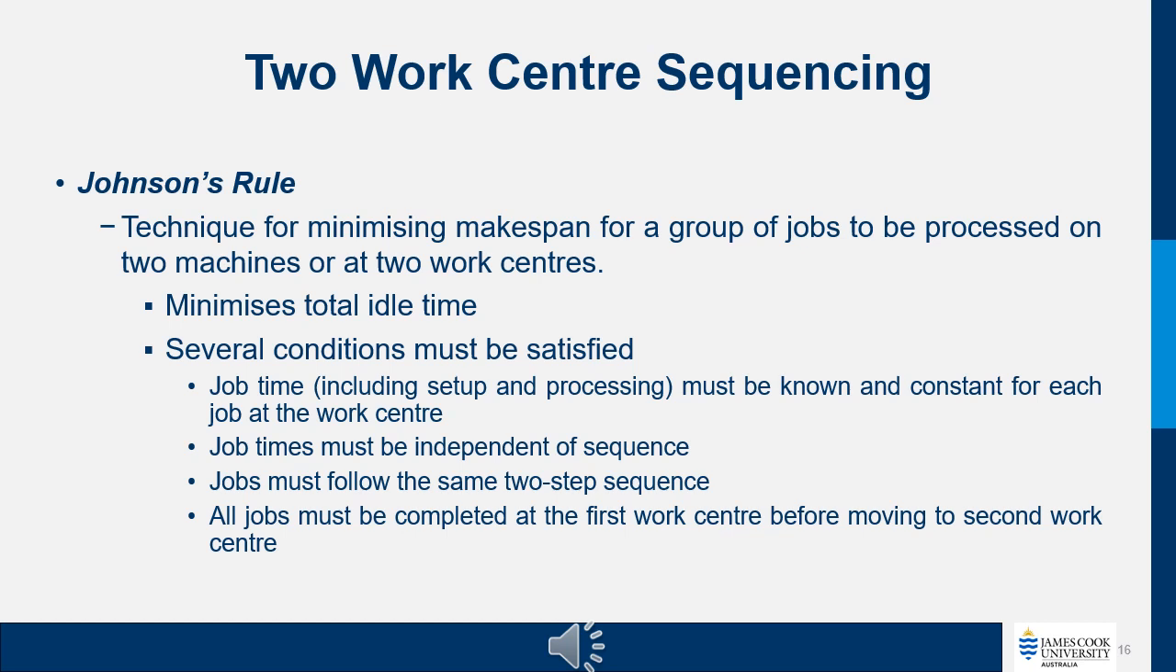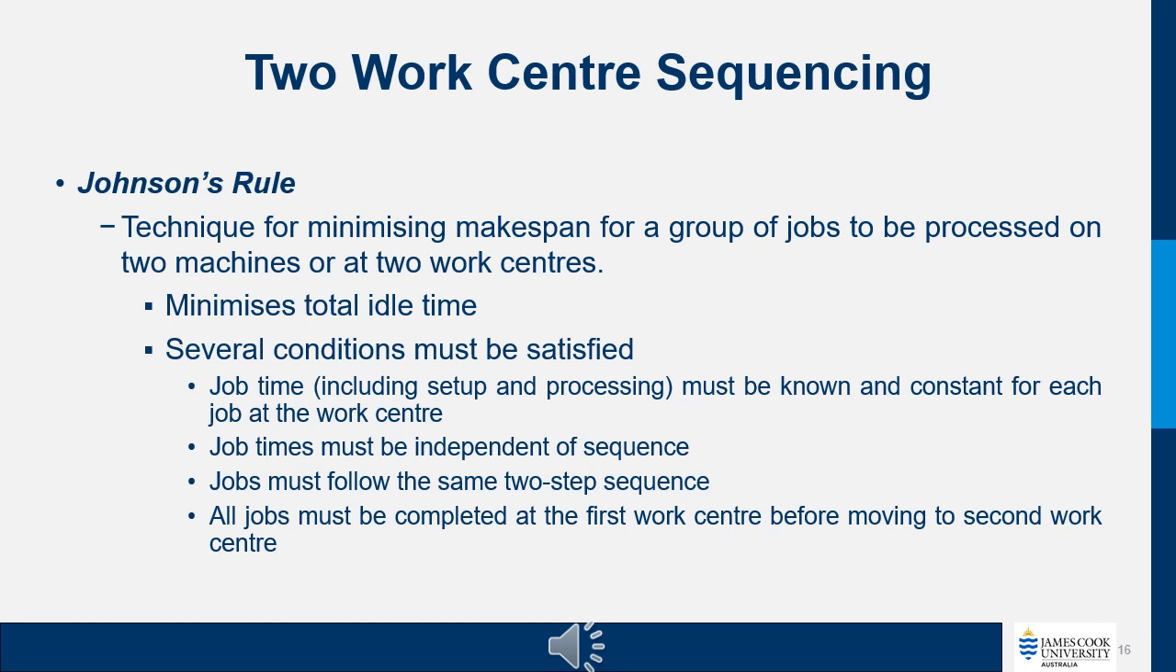The rule works by comparing the shortest processing time for each job at the first work center and then the second work center. Based on these comparisons, it determines the order in which the jobs should be processed to minimize the overall makespan. The makespan refers to the total time required to complete the jobs.